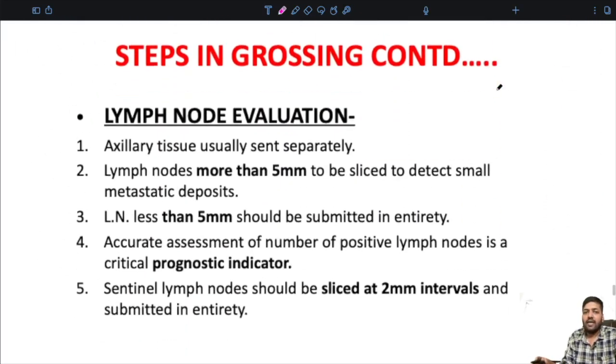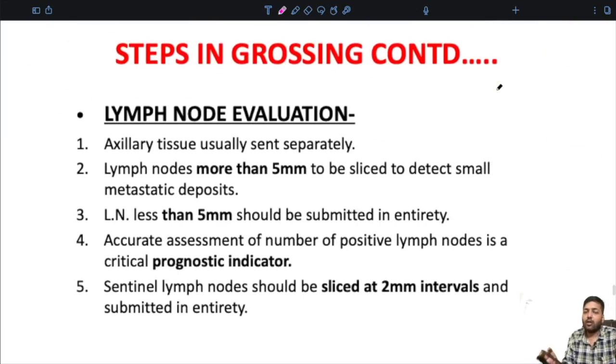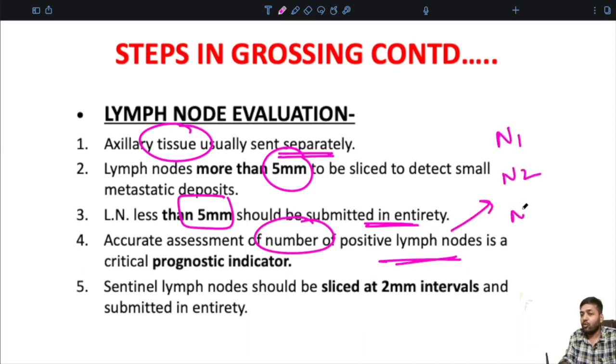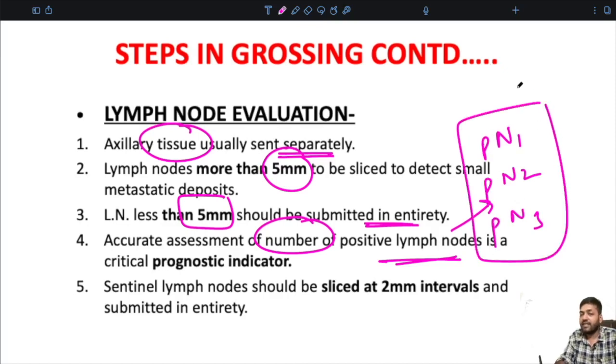Okay. Now the lymph node evaluation. We are still in the grossing, the special steps for the lumpectomy specimen. Axillary tissue is usually sent separately. Always remember, lymph nodes more than 5 mm are to be sliced to detect any small metastatic deposit. Lymph nodes less than 5 mm should be submitted entirely. Accurate assessment of the number of positive lymph nodes, as we have already seen, helps in the pN1, pN2, pN3 staging. That is the pathological staging, as we have already seen. It is very important and a critical prognostic marker.